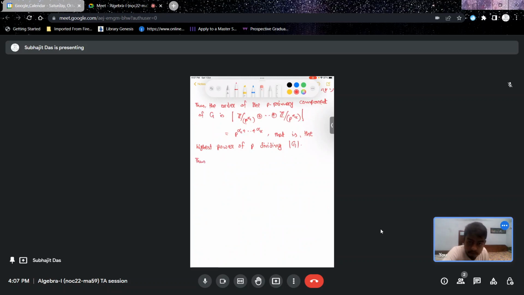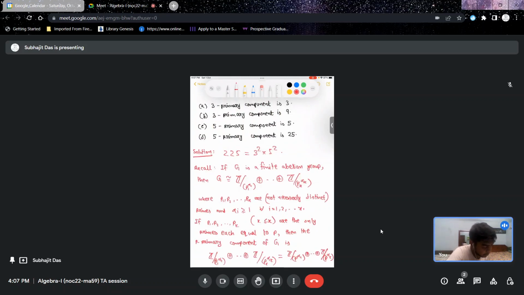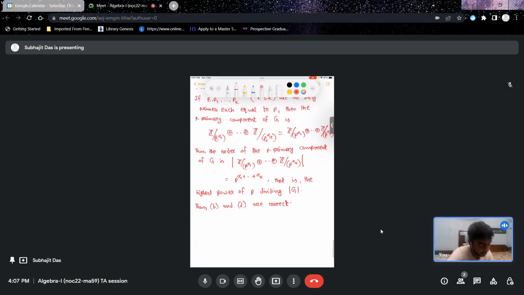Thus, which options are correct? The order of the 3 primary component is 9, and the order of the 5 primary component is 25. So B and D are correct, and that basically finishes this problem. Let me just tick mark it. B and D are correct.